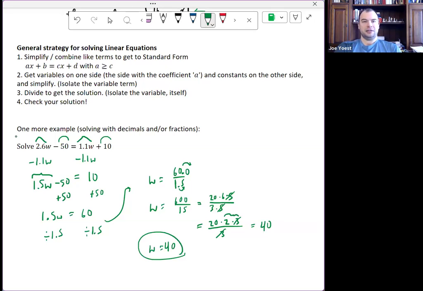I could have gotten a decimal or fraction as my answer, that could have been possible as well. In this case, I got an integer.